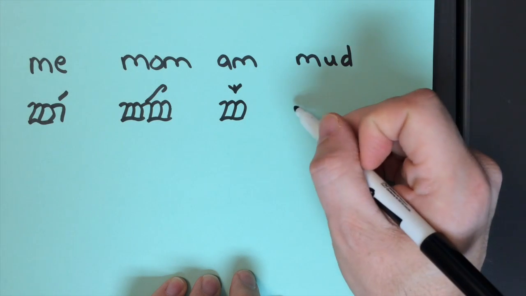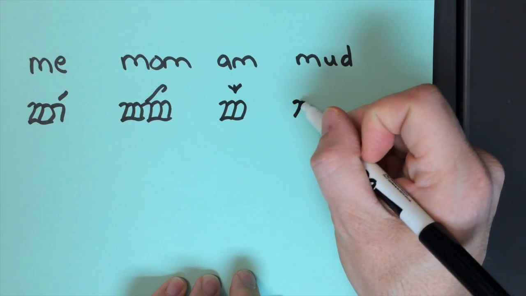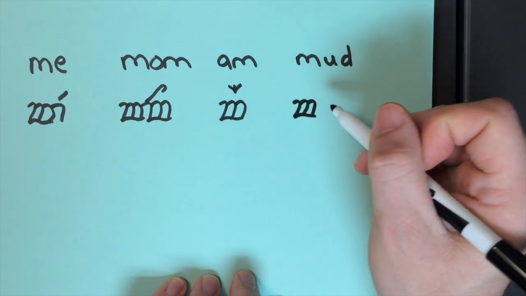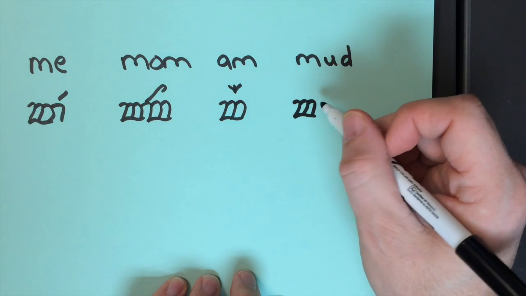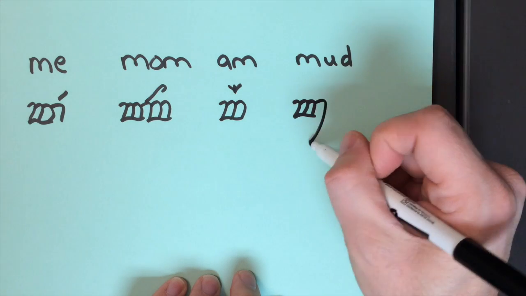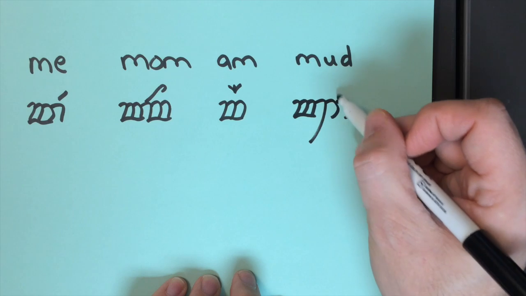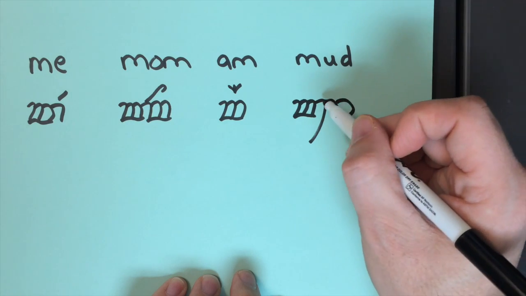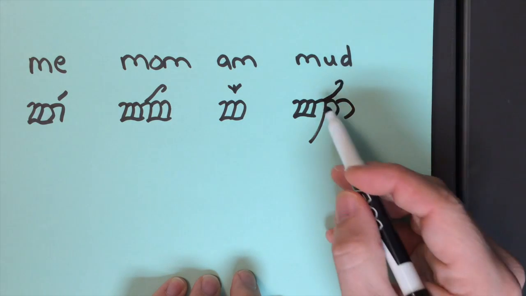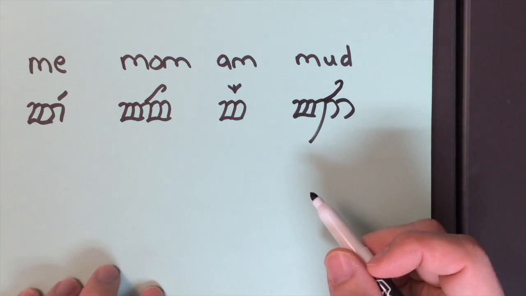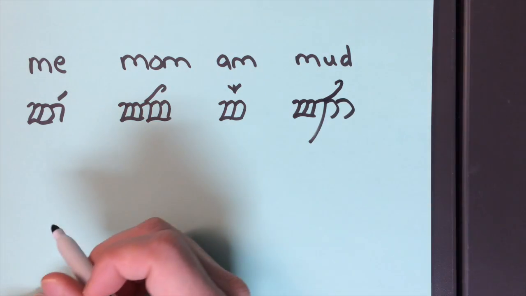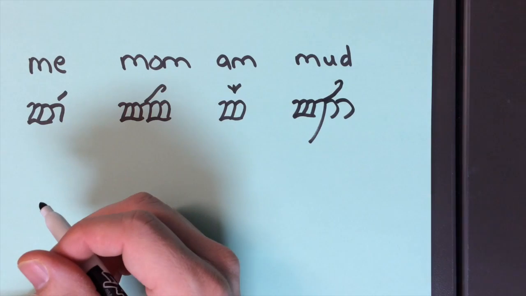To draw mud, make our M, and then we're going to place our consonant D next, and then place the vowel on top of the D, like so, which is a backwards hook. So that's mud.